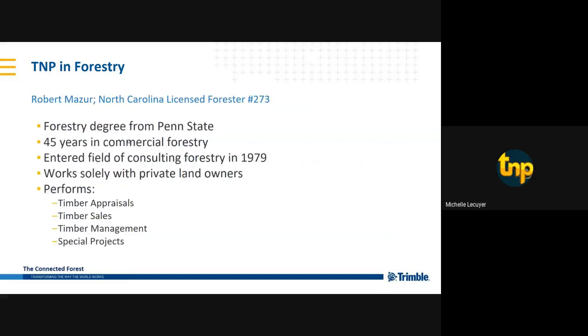Next up is Robert Mazur, North Carolina licensed forester number 273. So excited working with Bob. He really brought me up to speed in some technical detail on how he's been using TerrainNavigater Pro. He has a forestry degree from Penn State and 45 years in commercial forestry. He entered the field in 1979, and Bob has a specific focus in forestry, working with private landowners. Some of the types of work that he performs are timber appraisals, timber sales, timber management, and special projects.